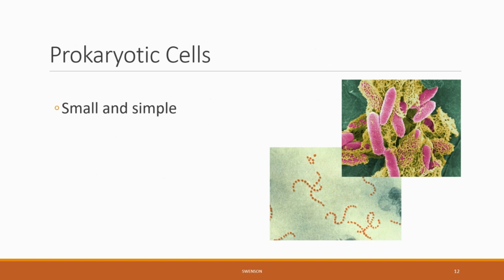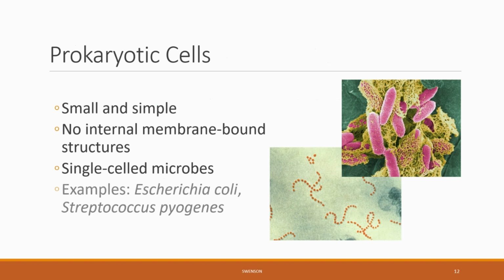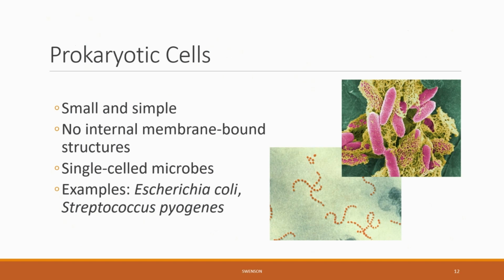Prokaryotic cells are small and seemingly simple. As previously mentioned, they have no nucleus, but they also have no internal membrane-bound structures. They have never evolved to become multicellular. Some examples you may be familiar with are Escherichia coli, or E. coli, which is a bacteria found in all of our guts, and Streptococcus pyogenes, which is found on our skin, or Lactobacillus, which is principally involved in yogurt and cheese making.